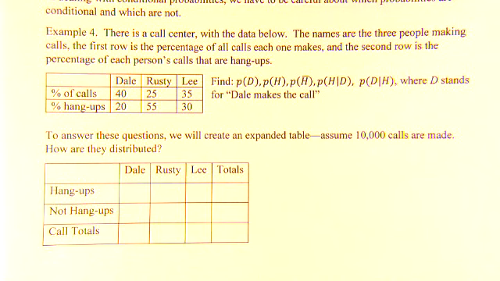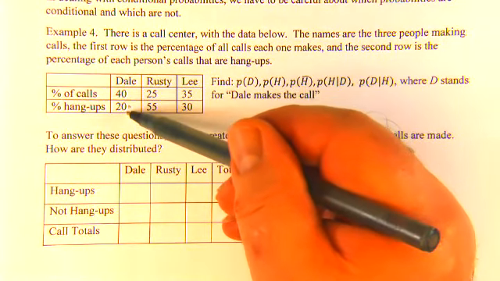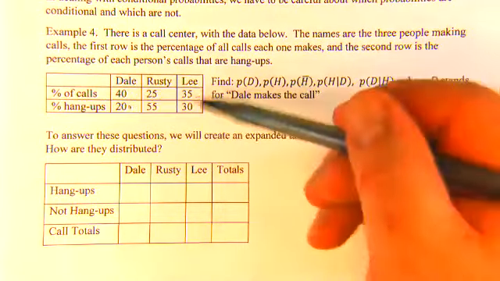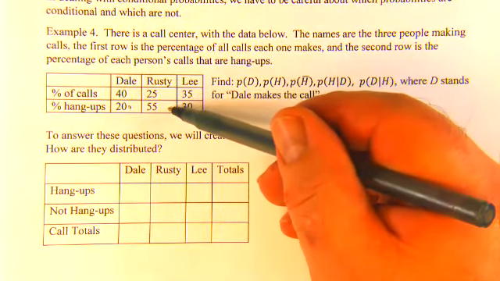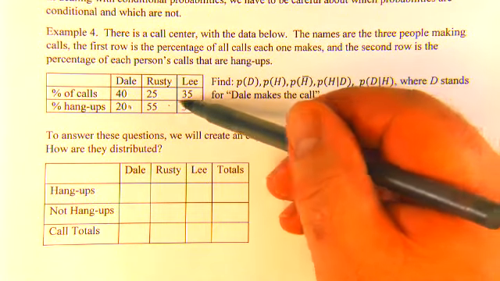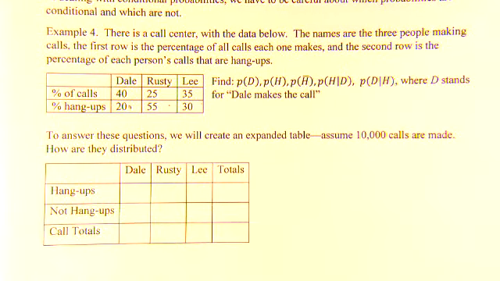The second one is the percentage of each person's calls that are hangups. So 20% of Dale's calls are hangups. This is not saying 20% of all calls are hangups, just 20% of the time that Dale makes the call, there's a hangup. Rusty kind of sucks at this job. 55% of the time he gets a hangup. Lee is not as bad as Rusty, but not as good as Dale. 30% of the time Lee gets a hangup.